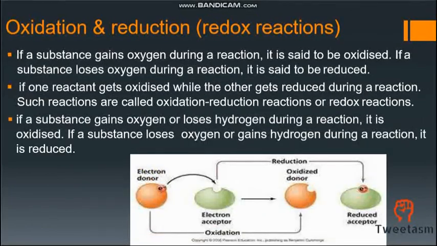Oxidation and reduction, or redox reaction. If a substance gains oxygen during a reaction, it is said to be oxidized. If a substance loses oxygen during a reaction, it is said to be reduced. So if one reactant gets oxidized while the other gets reduced during the reaction, such a reaction is called an oxidation reduction reaction or redox reaction. If a substance gains oxygen or loses hydrogen during a reaction, it is oxidized. If a substance loses oxygen and gains hydrogen during a reaction, it is reduced.